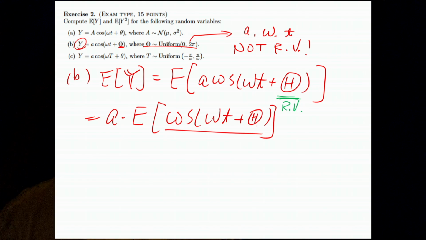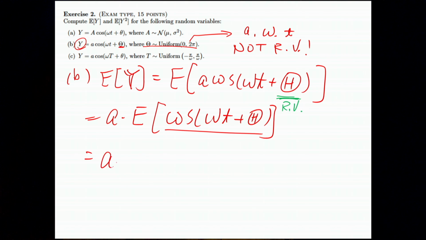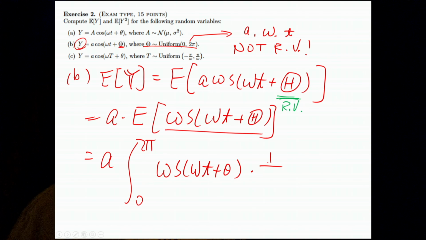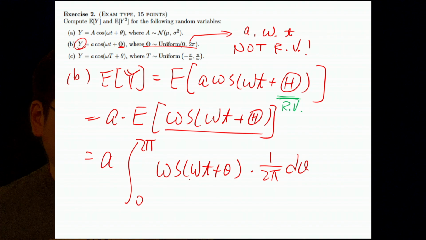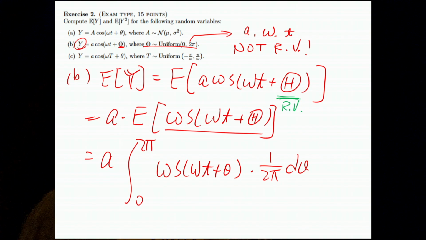Here is a function of a random variable. So the expectation of a function of a random variable is, with theta uniform from 0 to 2 pi, the integral from 0 to 2 pi of cosine omega t plus theta, all the possible outcomes of the function, times the weightings, uniform, so it's 1 over 2 pi d theta. And we integrate over a cycle, and the cosine is an odd function, so this integration is 0.